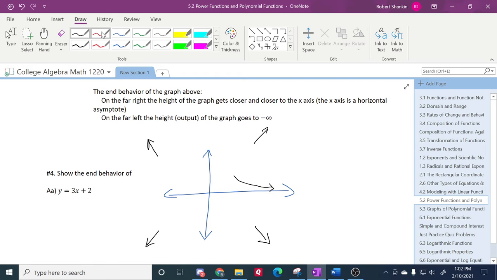Well, I know that this one has a y-intercept of 2. It has a slope of 3.